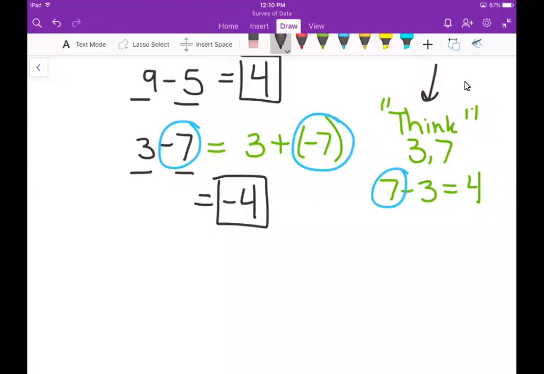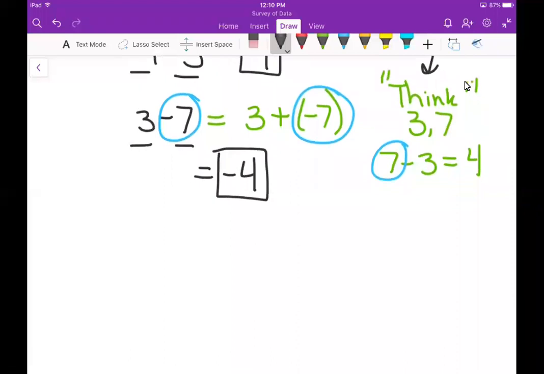Now all these same properties apply with fractions, decimals, things like that. So we're going to look at another couple of examples here. What if I take 2/12 minus 7/12?